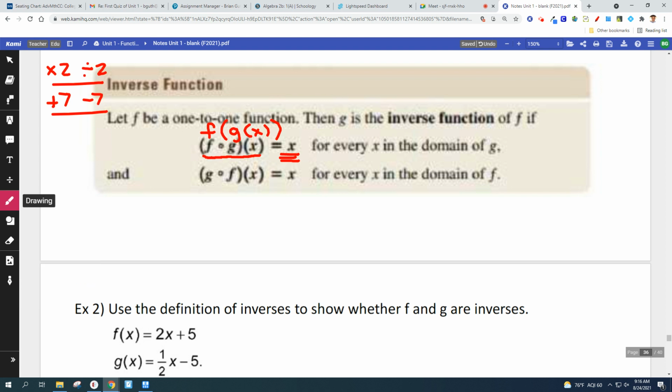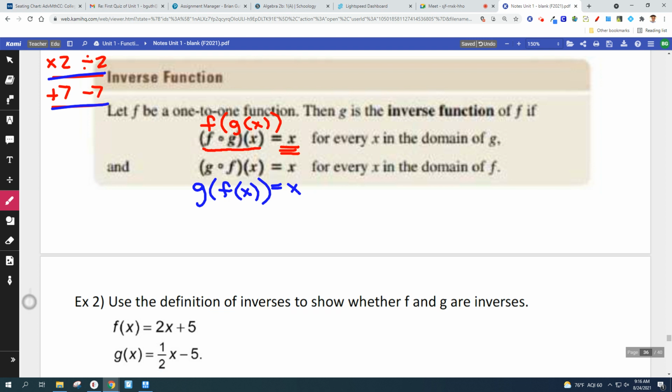Now, the trick of it is you also have to go backwards and plug f into g, and it also has to cancel out all of those operations. Whatever the numbers are have to cancel each other out if those two functions are inverses. One function cancels out the other function, inverse functions. So I think that's a little bit tricky.